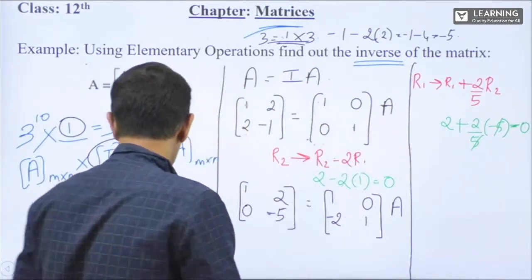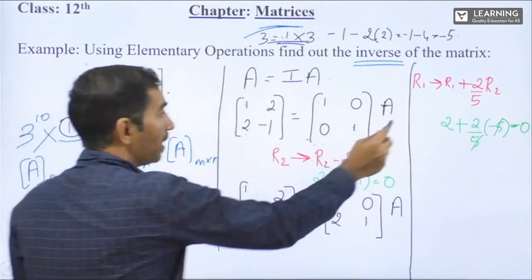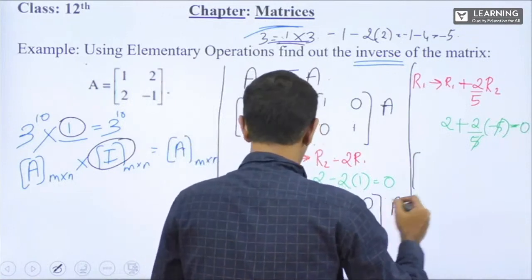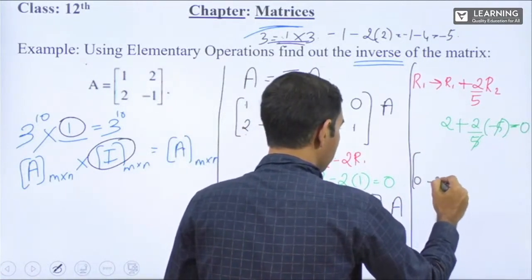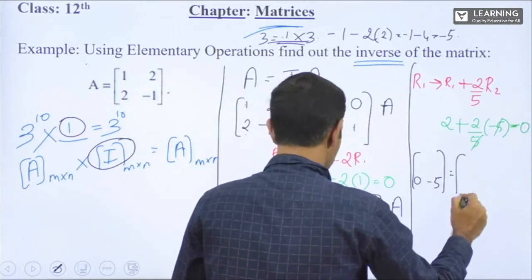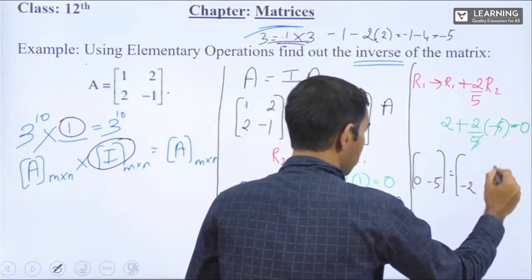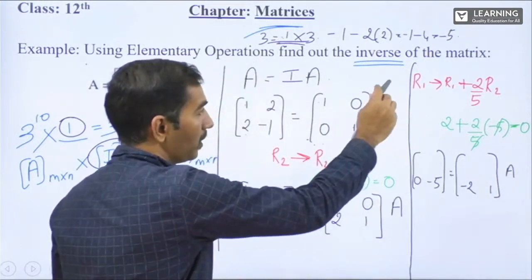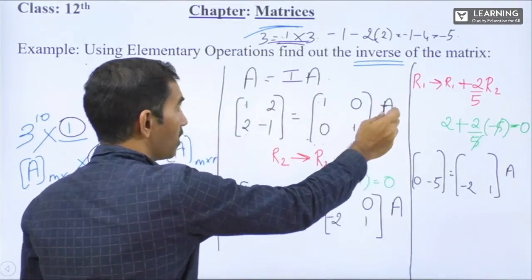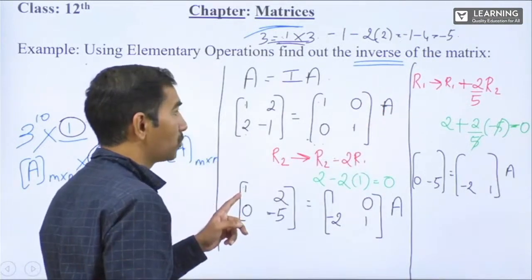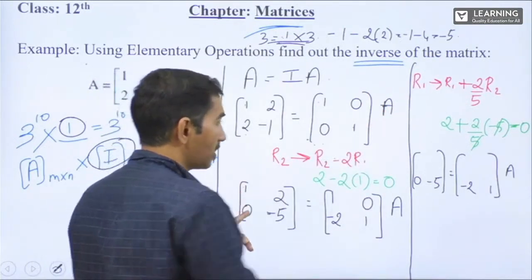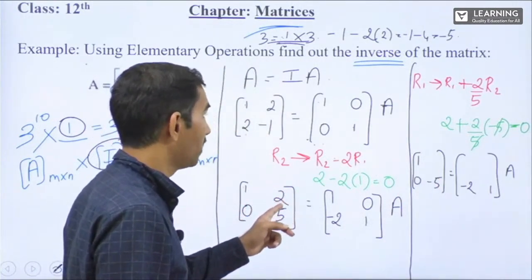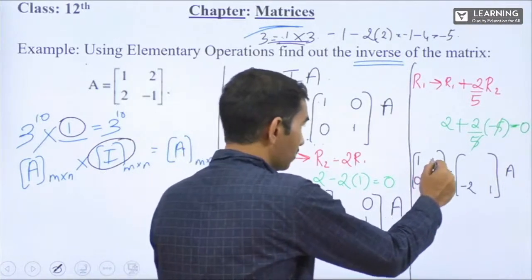Now we will write the matrix. So here again we are operating only R1, which means R2 is untouched. So write down R2 as it is. So this is 0 and minus 5, which is equal to minus 2 and 1 of A. Now R1 is equal to R1 plus 2 by 5 R2. What is R1, students? 1 plus 2 by 5 of R2 is 0. So 1 plus 0 is 1 only. Okay, next. 2 plus 2 by 5 of minus 5, that is becoming 0.